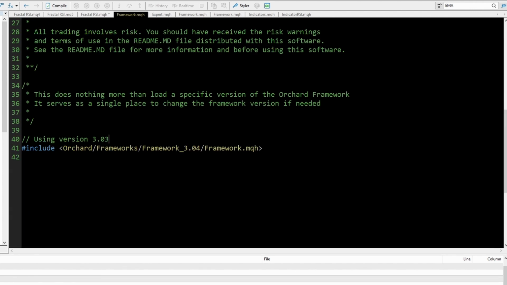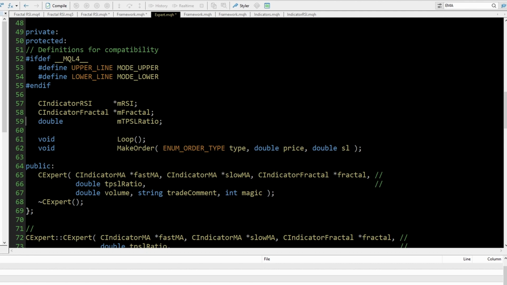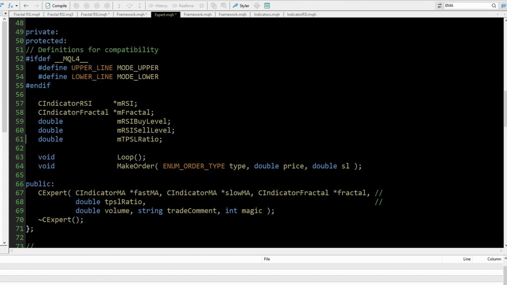The framework, when I wrote this originally for the Fractal EMA, we were using framework 3.03. We're now at 3.05, so I just change this to use 3.05, and because this framework file is included in other files, now all of the files inside this Fractal RSI will use framework version 3.05. In the expert class, I can replace the C indicator MA with C indicator RSI, and then I have the two additional values of the RSI buy and sell level. I need variables for those, so the mRSI buy level and mRSI sell level.